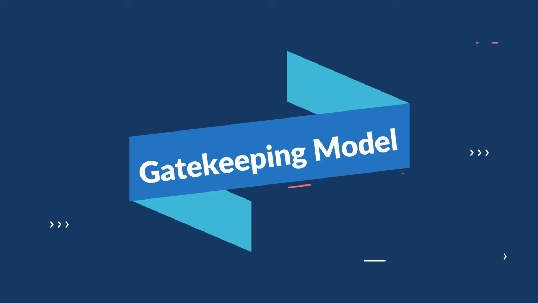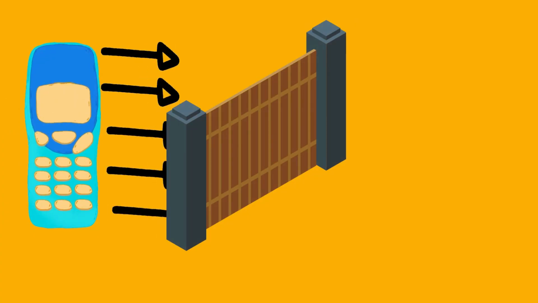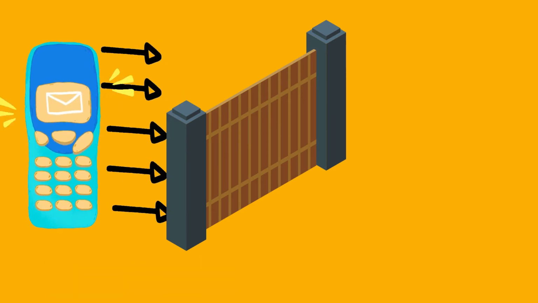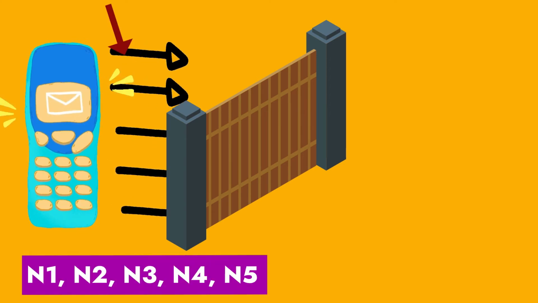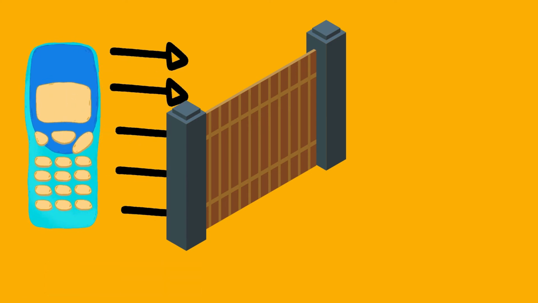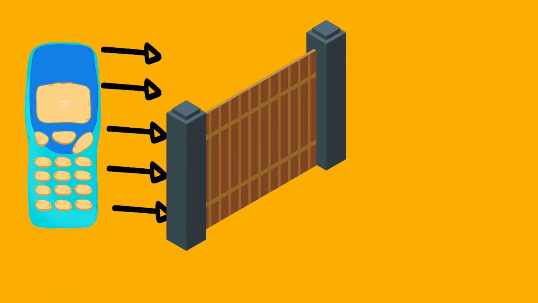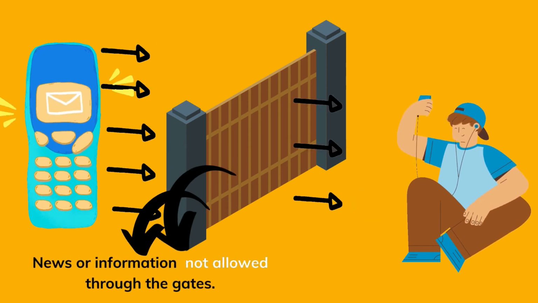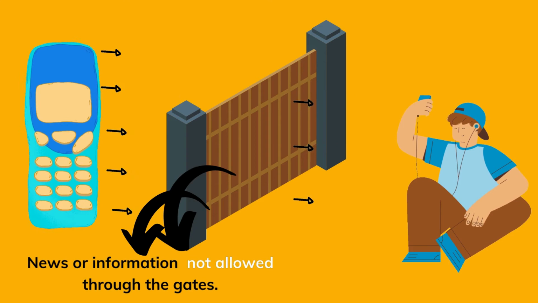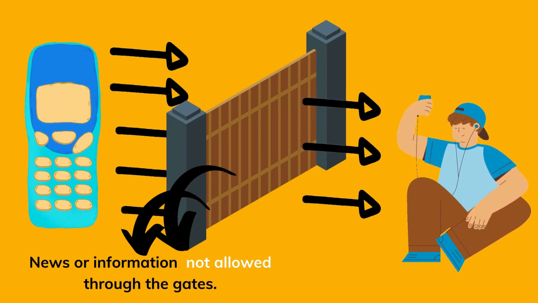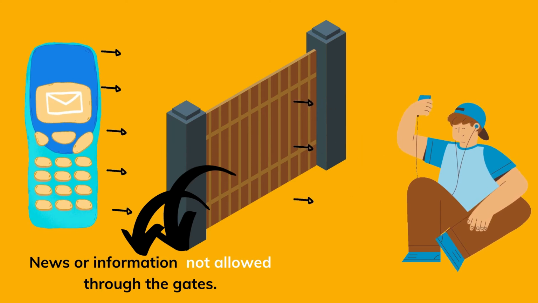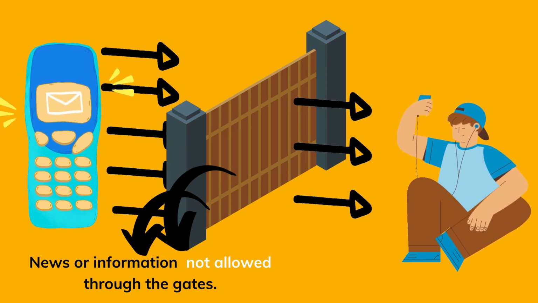We'll now discuss the simple gatekeeping model. The cell phone here is a representation of the news source N. It has a number of news items N1, N2, N3, N4, N5, etc. The news source wants these news items to pass through the gates of the media organization so that they can become news. However, for a number of reasons, the media gatekeepers can allow only some of this information to reach the news consumer. The others are not allowed through the gates. The news consumers don't get to know of events which are not allowed through the media gate.